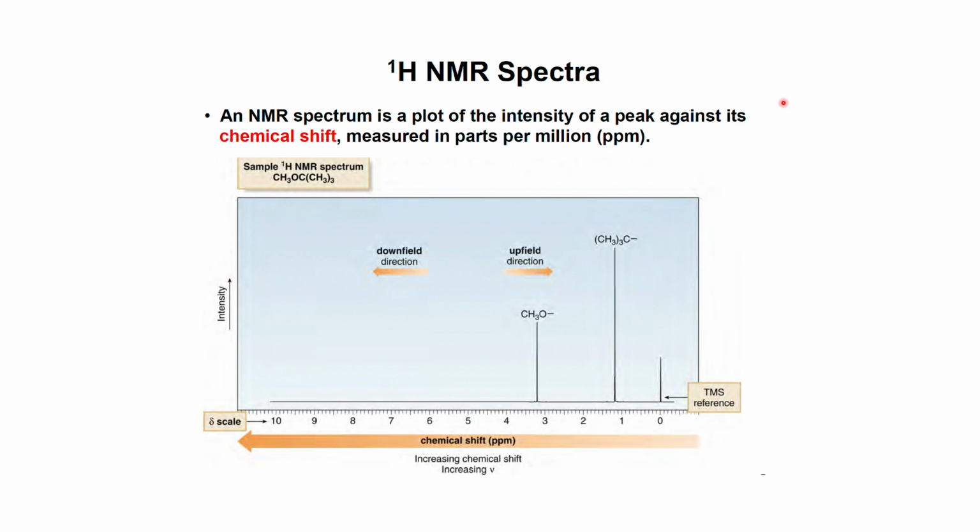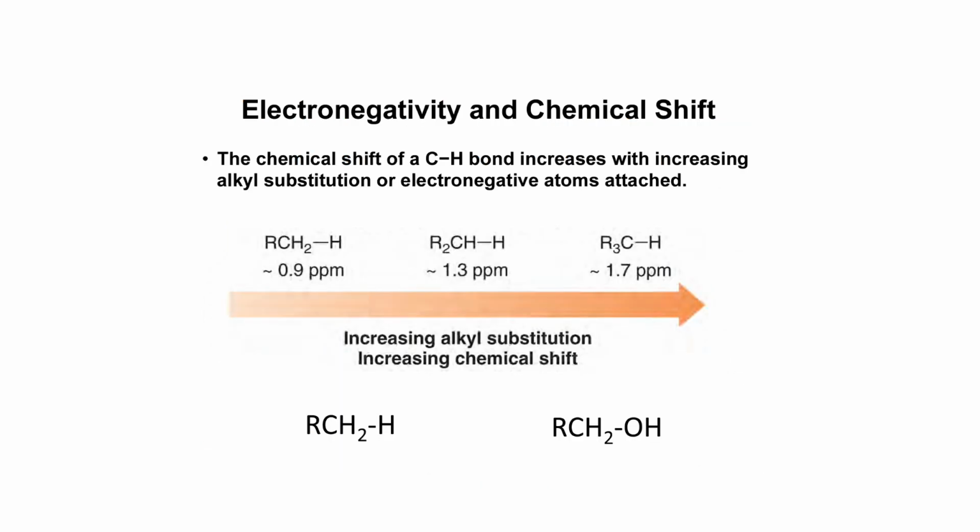So here's an example of a hydrogen NMR spectrum. An NMR spectrum is a plot of the intensity of a peak against the chemical shift, which is measured in parts per million, ppm. Now, what is a chemical shift? The chemical shift of a carbon-hydrogen bond increases with increasing alkyl substitution or electronegative atoms attached. For example, here we can see that with an increasing number of alkyl groups R1, R2, R3, the chemical shift value also increases.